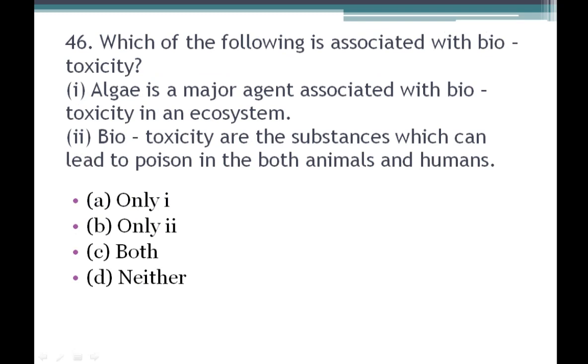Question number 46. Which of the following is associated with biotoxicity? Number 1. Algae is a major agent associated with biotoxicity in an ecosystem. Number 2. Biotoxins are substances which can lead to poison in both animals and humans. So the correct answer is option C, that is both 1 and 2.